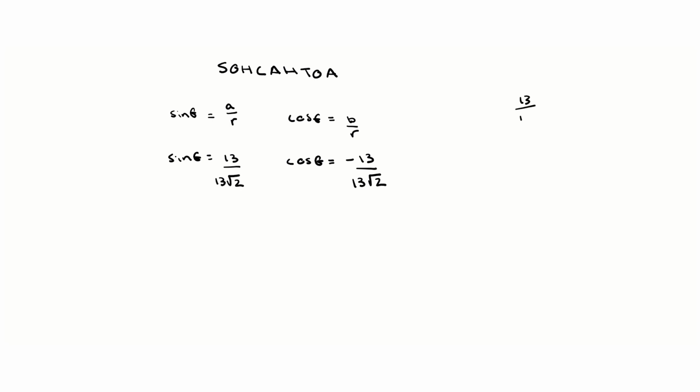Now, with some basic algebra, we see that 13 over 13 square root of 2 simplifies to square root of 2 over 2. So sine theta equals the square root of 2 over 2. And cosine theta simplifies to negative square root of 2 over 2. When sine of theta equals square root of 2 over 2 and cosine theta equals negative square root of 2 over 2, what is theta? Theta equals 7 pi over 4.